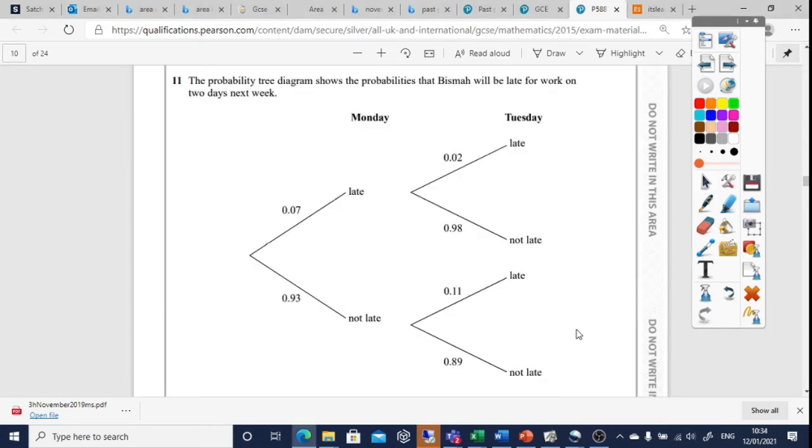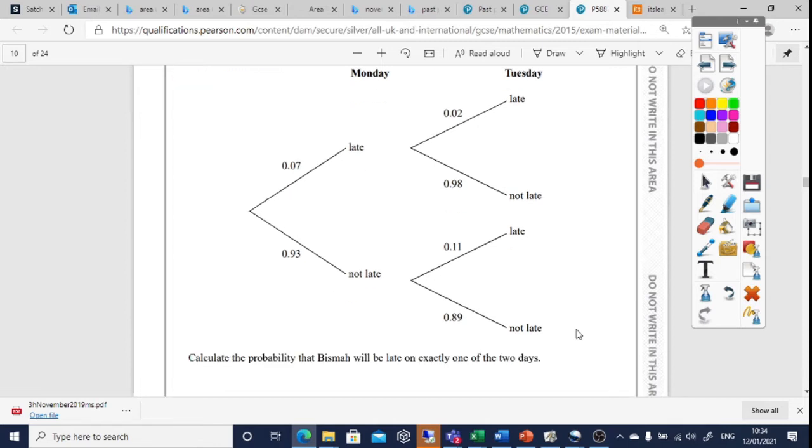The probability tree diagram shows the probability that Bismarck will be late for work on 2 days a week. Calculate the probability Bismarck will be late on exactly one of the 2 days. So she could be late for the first one and not late for the second one, or she could be not late for the first and late for the second. So we need to work out the probability of both of these and then add them together.